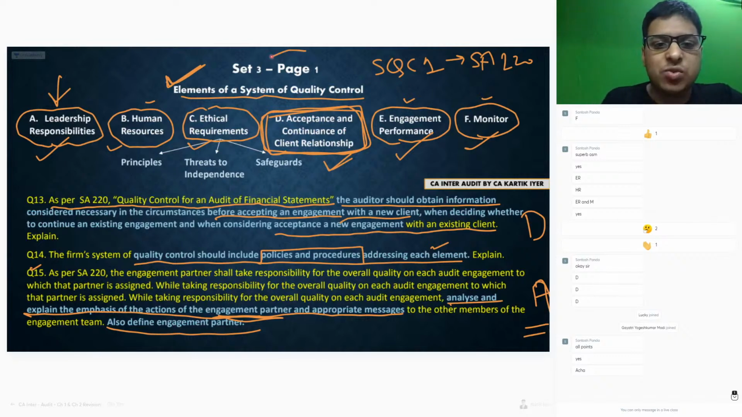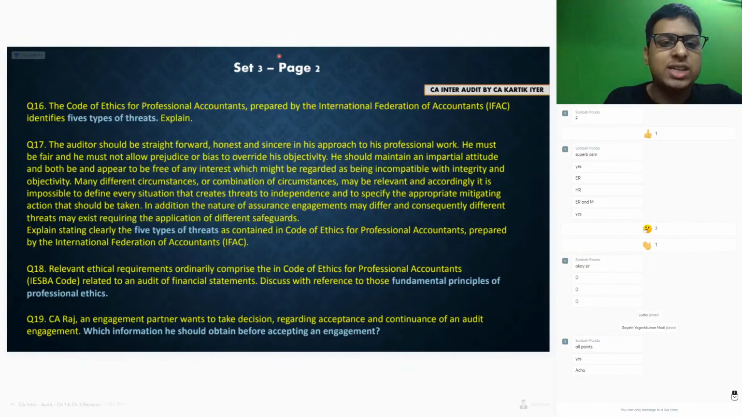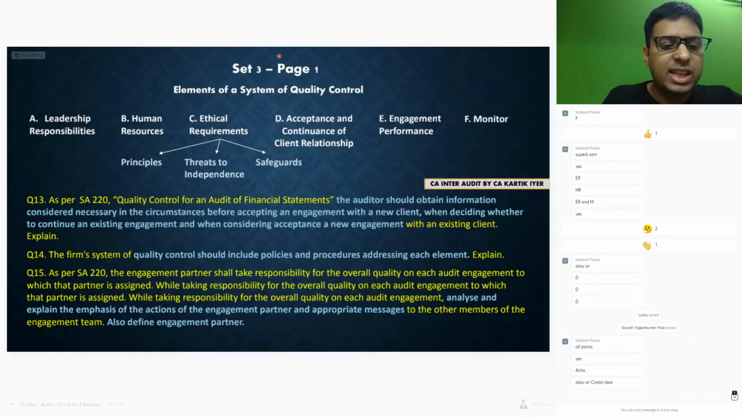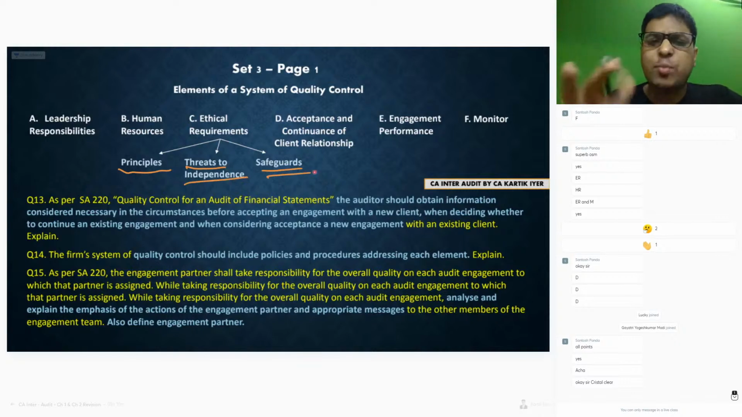Now this is page 1 of set 3. Let's look at page 2. Let's look at this C. In ethical requirements, you have 3 parts: principles, threats to independence, and safeguards. All three are important for the exam.